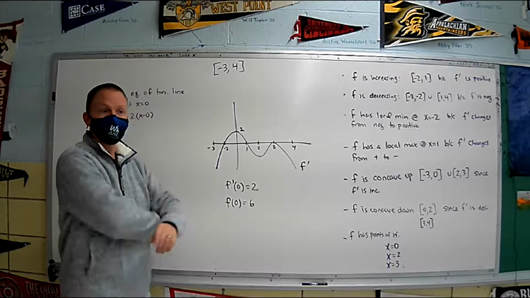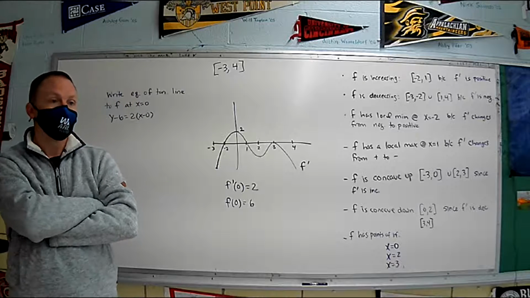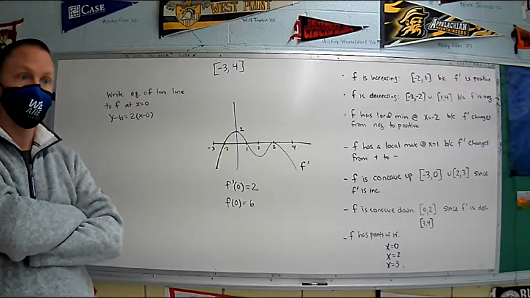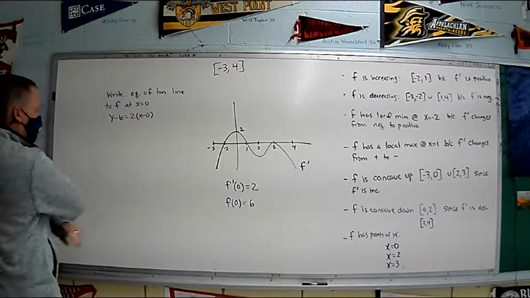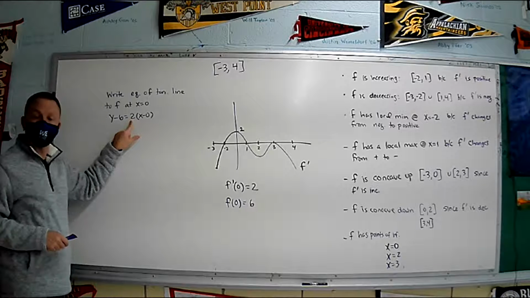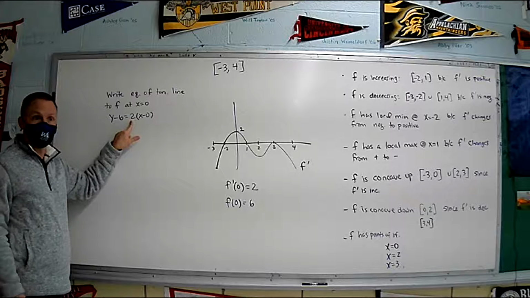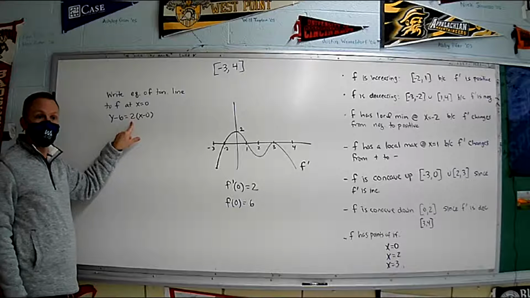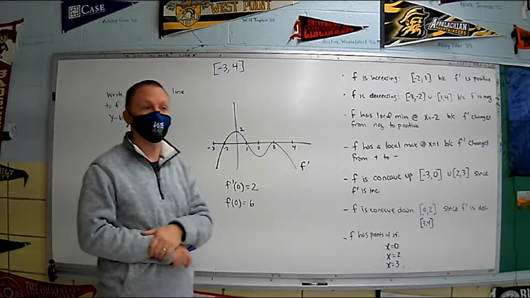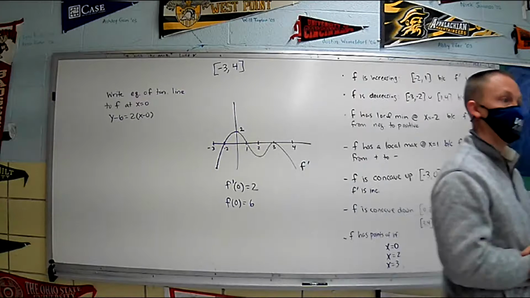Wait, what's the slope? What's the slope? The slope is 2 because that's the value of the derivative. Oh, okay. Remember, the slope of a tangent line to a function is the value of the derivative. Okay.